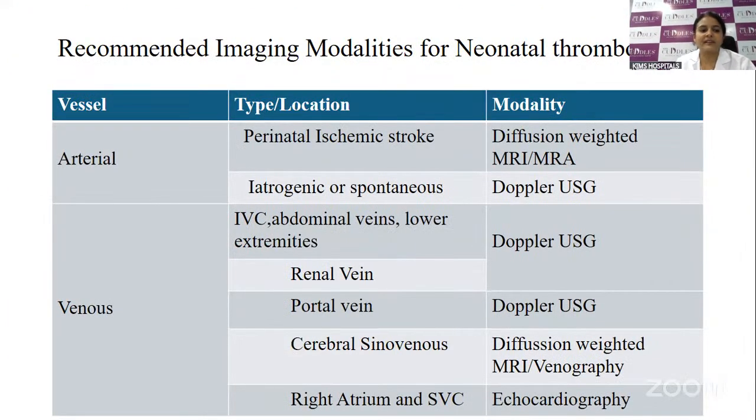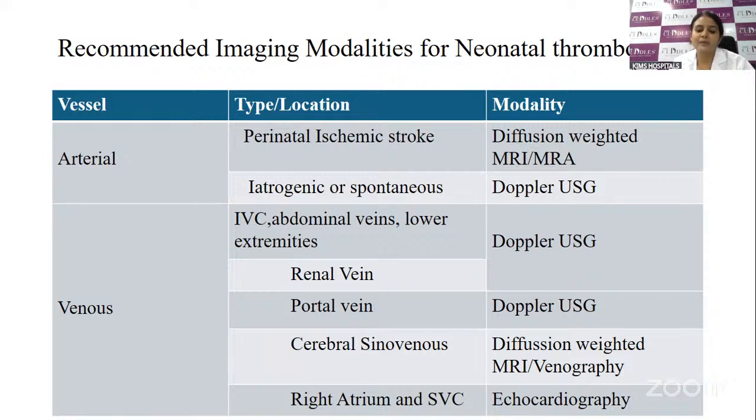Based on the vessels that are involved, the imaging modalities are: perinatal arterial ischemic stroke can be diagnosed by diffusion-weighted MRI or MR angiography. If there is iatrogenic or spontaneous arterial thrombosis, the diagnosis is confirmed by Doppler ultrasonography. Venous thrombosis involving the inferior vena cava, abdominal veins, lower extremities, renal vein or portal vein is also confirmed by Doppler ultrasonography. If there is cerebral sinus venous thrombosis, then the diagnosis is confirmed by diffusion-weighted MRI or venography.